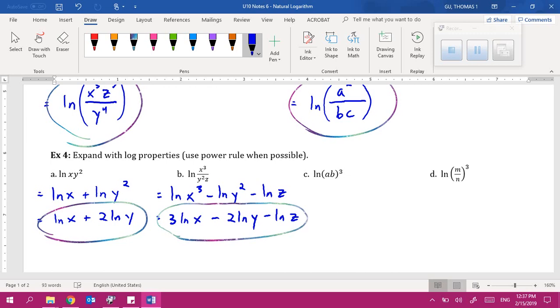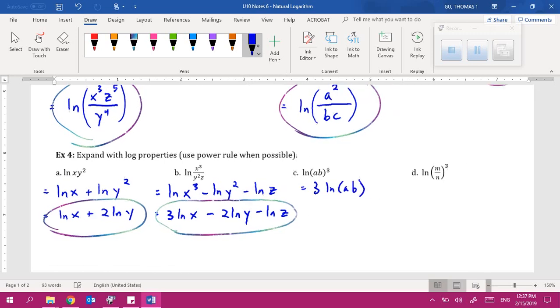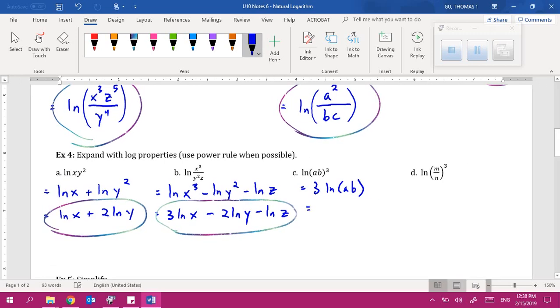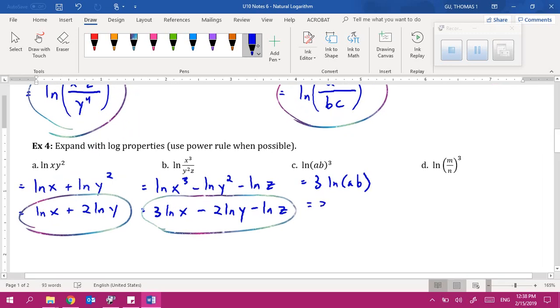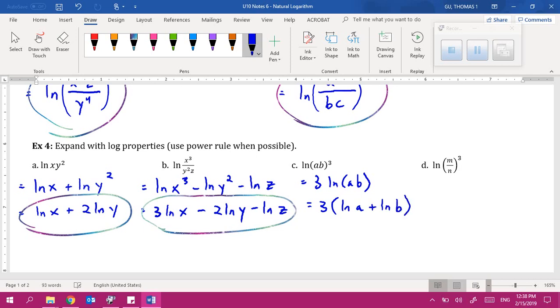Okay, C is a little different. What do you think you would do first on C? Put the 3 in front first, right? Because the 3 is being applied to both A and B. We're going to move it to the front with the power property. 3 ln of AB. Now what do? Parentheses, very good, because the 3 is being applied to both of those terms, right? So if we put parentheses, it's like we're distributing the 3 to both terms. Okay, so 3 parentheses and then? That's right. There you go.